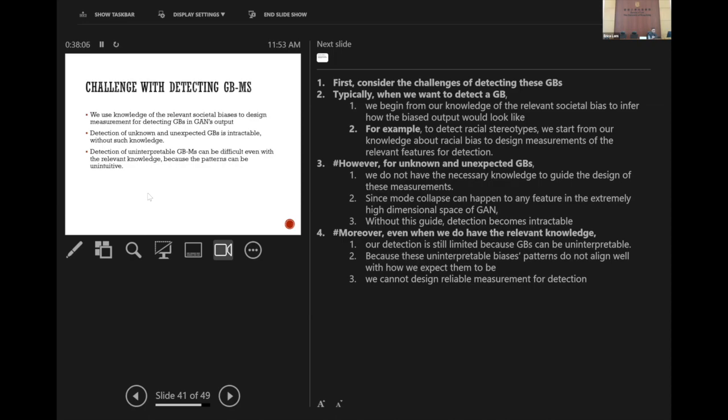Moreover, even when we do have the relevant knowledge, our detection capacity is still limited because there are these uninterpretable generative biases. These uninterpretable biases have patterns that do not align well with our expectation, background knowledge, or interpretive resource, really. So we couldn't really use them to guide the design of a reliable measurement for detection. And that's why, even for generative bias that reflects societal biases like racism, our detection was still limited, right?